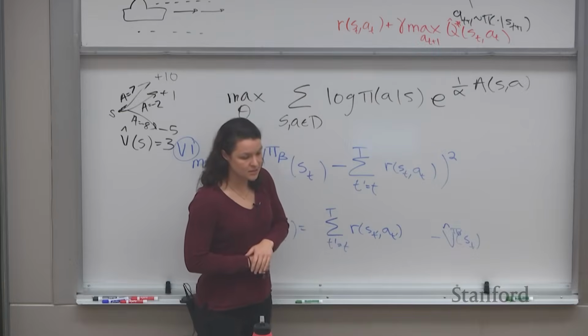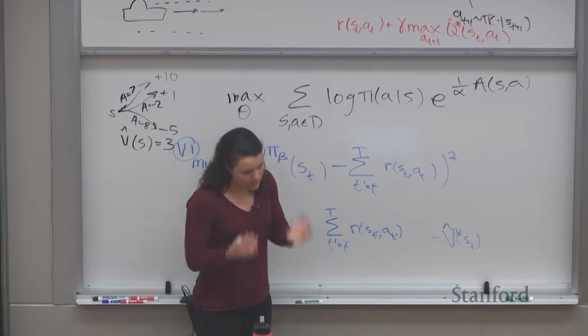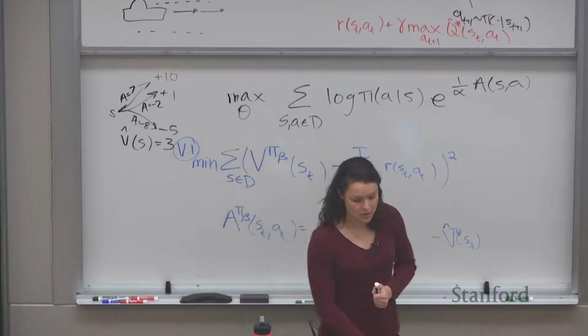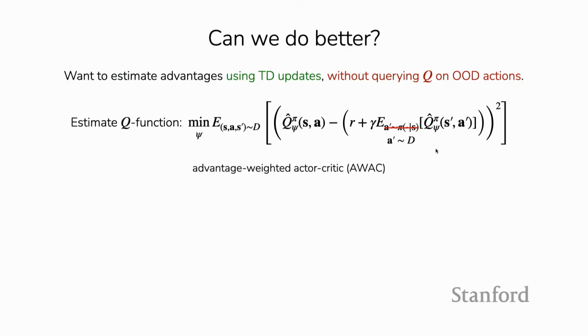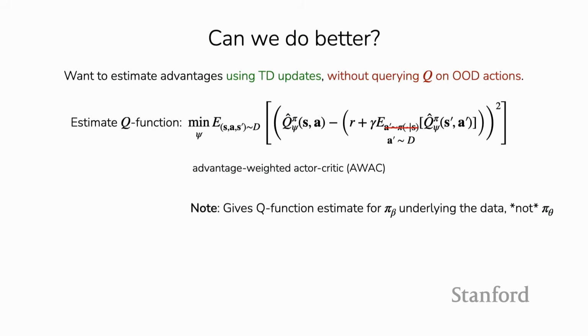And if you estimate the advantage function in this way, or estimate the Q function and then use that to estimate your advantage, you get an algorithm called advantage weighted Actor-Critic. Now, note this is getting rid of one of the weaknesses of the original advantage weighted regression algorithm, which is that we're able to use bootstrapping, but we're still going to be estimating the value function for pi beta and not for the policy that we're learning. So that's still one downside with this approach.